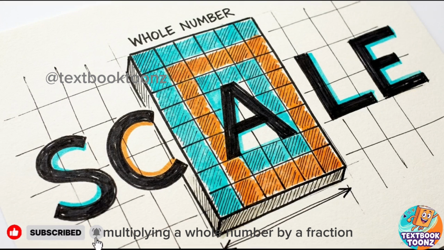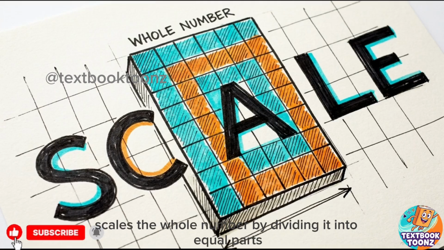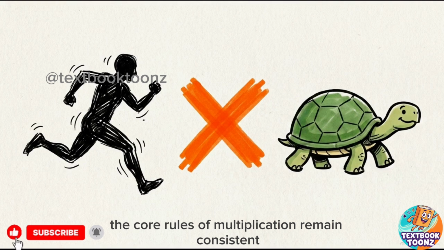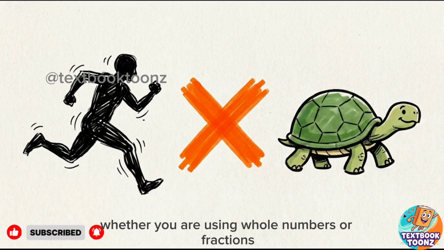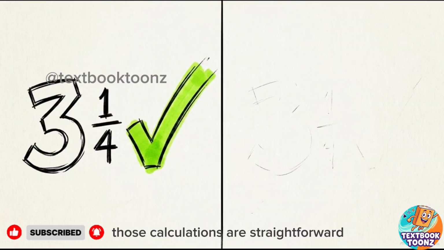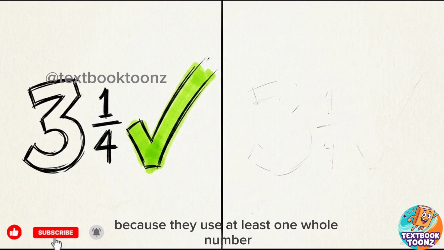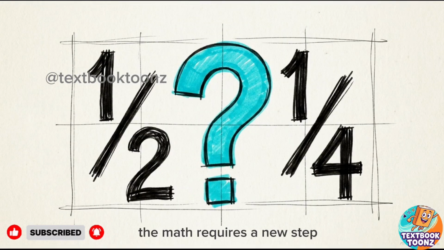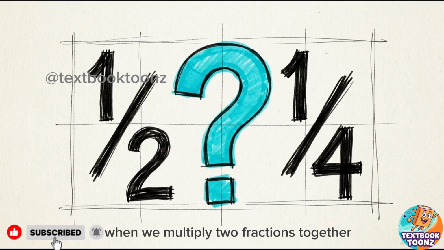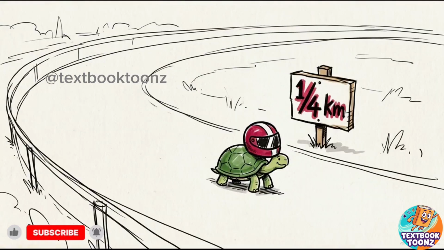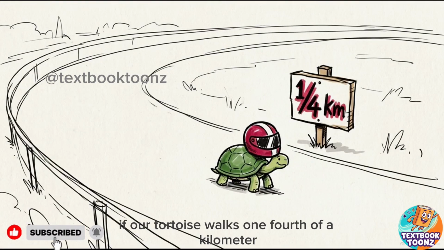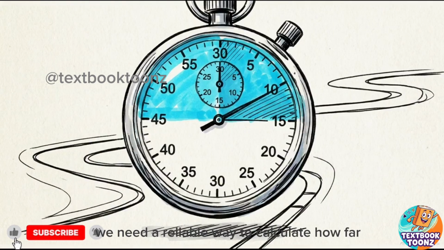Multiplying a whole number by a fraction scales the whole number by dividing it into equal parts. The core rules of multiplication remain consistent, whether you are using whole numbers or fractions. Those calculations are straightforward because they use at least one whole number. The math requires a new step when we multiply two fractions together. If our tortoise walks 1/4 of a kilometer in a full hour, we need a reliable way to calculate how far it walks in 1/2 of an hour.